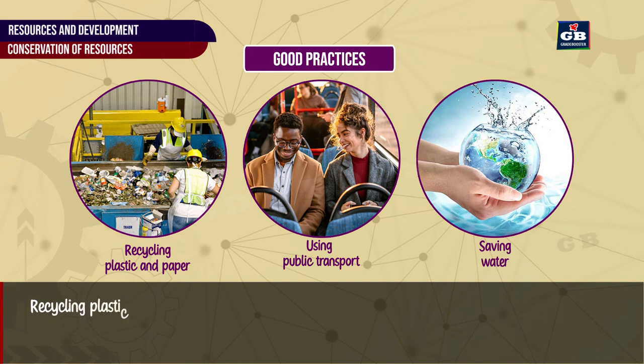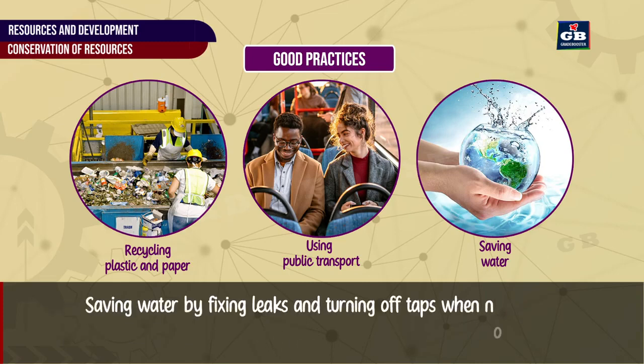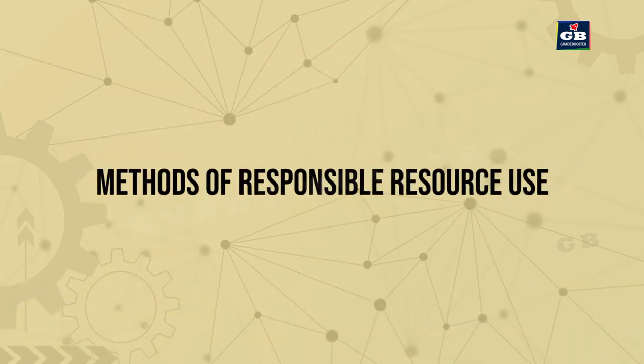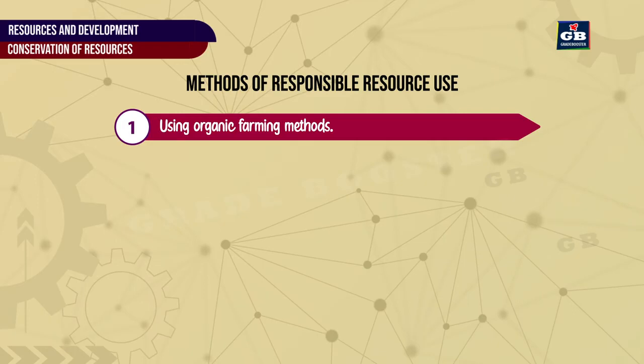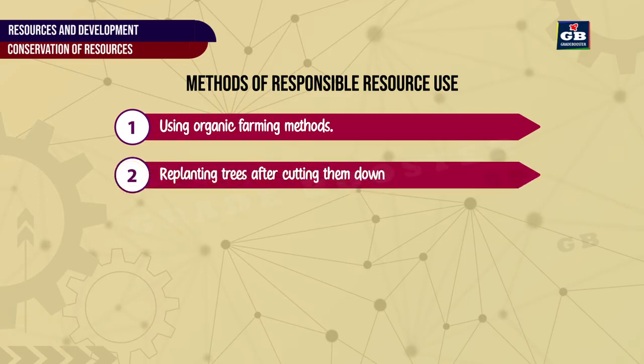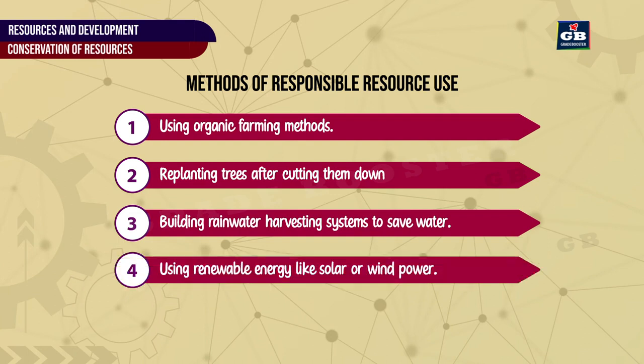That is like recycling plastic and paper, using bicycles or public transport to save fuel, saving water by fixing leaks, and turning off taps when not in use. Now let us see the methods of responsible resource use. 1. Using organic farming methods. 2. Replanting trees after cutting them down. 3. Building rainwater harvesting systems to save water. And 4. Using renewable energy like solar or wind power.